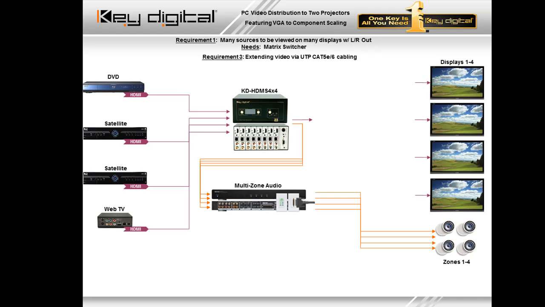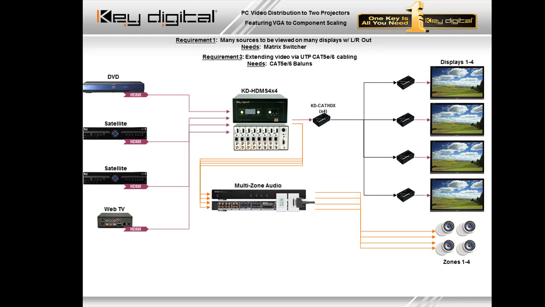Requirement number 2 is extending video via the cat cabling, which is unshielded twisted pair. So if you have HDMS 4x4 and you don't have Cat 6 shielded, you're okay. You could use the KD Cat HDX, for example. How does this work? You utilize the HDMI output ports on the HDMS 4x4. You are not able to utilize the RJ45 output port on the HDMS 4x4. Okay, so this is basically how it works.